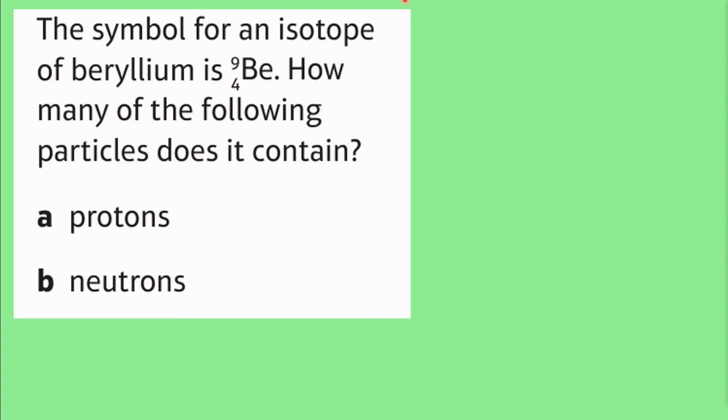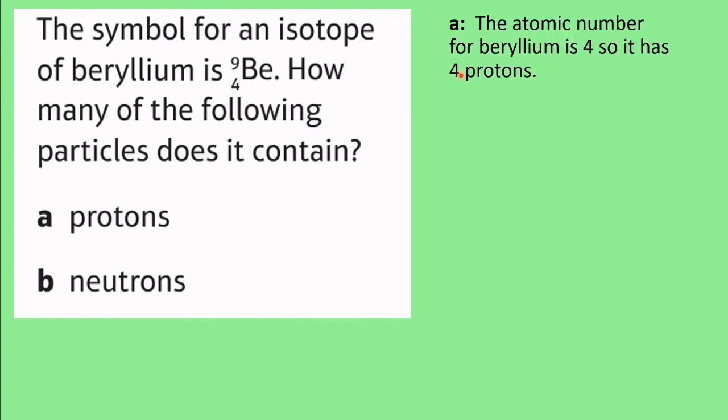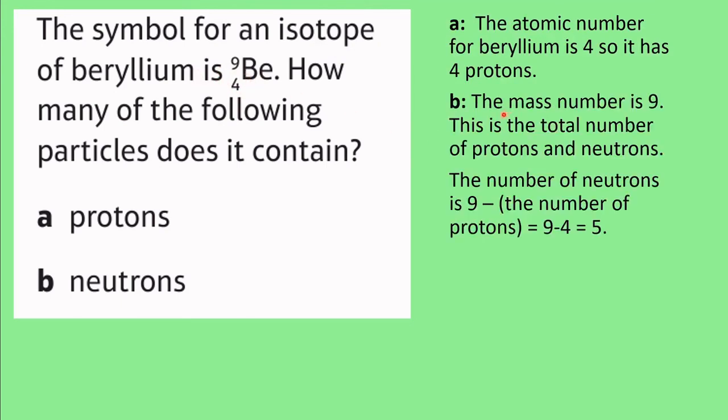So hopefully the proton number should be quite straightforward. The number of protons for beryllium, well, the atomic number is 4, so it has 4 protons. Now the mass number should also be quite straightforward. The mass number is 9, and this is the total number of protons and neutrons. So the number of neutrons then is going to be 9 minus the number of protons, which we already know is 4. So 9 minus 4 gives us 5. So this atom has 4 protons and 5 neutrons.